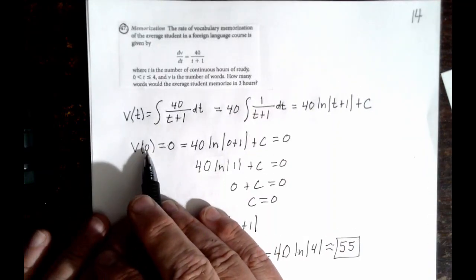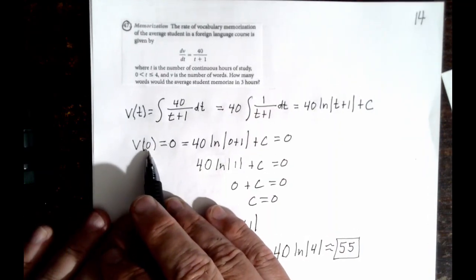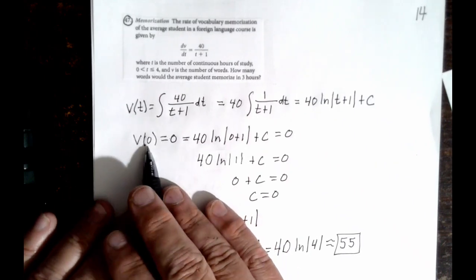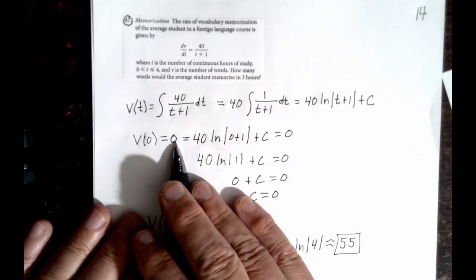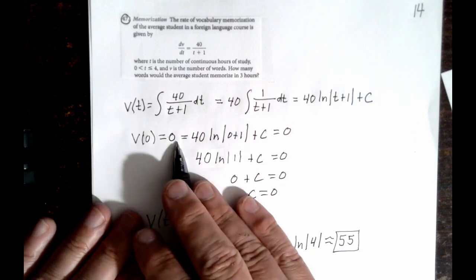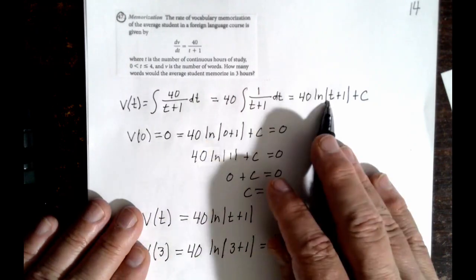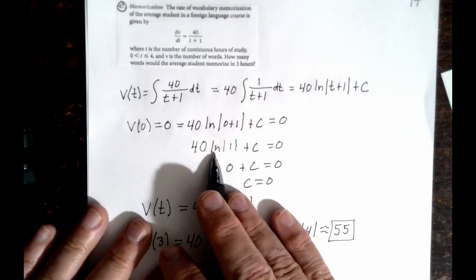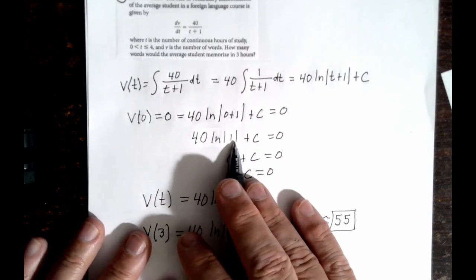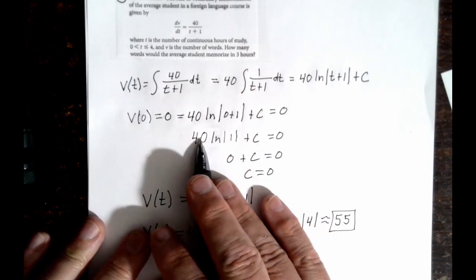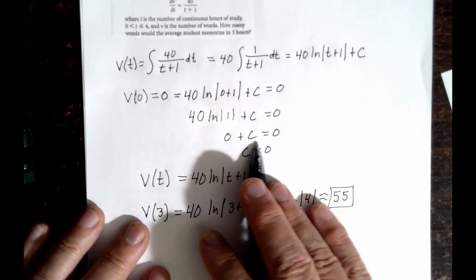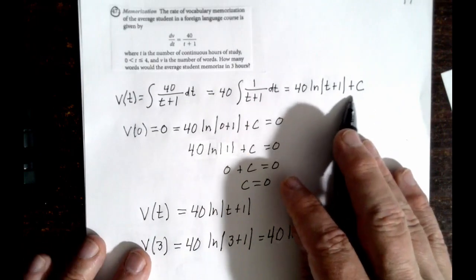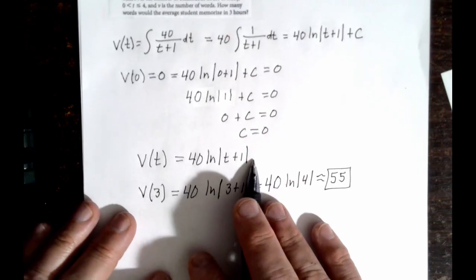t is the number of hours of study and v of t is how many words they memorize. So if you've studied 0 hours, you've memorized 0 words. So v of 0 equals 0. And you plug in 0 for t and you set this thing equal to 0 and solve. Ln of 1 is actually 0. And so 0 times 40 is 0. So 0 plus c equals 0, c has to equal 0. So this function, the c just basically goes away because it's 0.